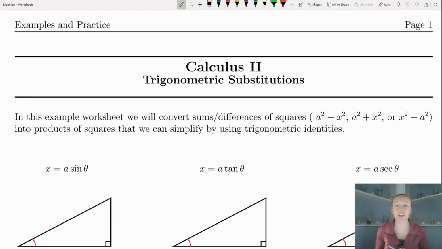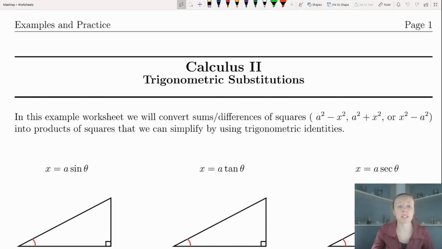In this example video today, we're going to get into trigonometric substitutions. So how trig subs work is essentially we're going to be converting sums and differences of squares. For example, a squared minus x squared, a squared plus x squared, or x squared minus a squared. We're going to change those into products of squares so that we can simplify within those exponents by using trig identities. And for our purposes, there are these three main trig substitutions.